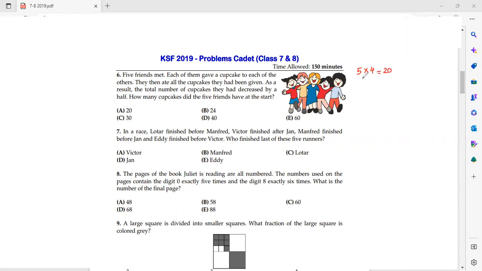So it has to be 20. And now they're asking how many cupcakes the 5 friends had at the start. As a result, the total number of cupcakes decreased by a half. So if we see option number D, which is 40, if they started off with 40 and they distributed 20 amongst themselves and it decreased by half, they'll have 20 remaining. So that's why my answer will be option number D for question number 6. Now let's go to question number 7. In a race, Lothar finished before Manfred, Victor finished after Jan, Manfred finished before Jan, and Eddie finished before Victor.